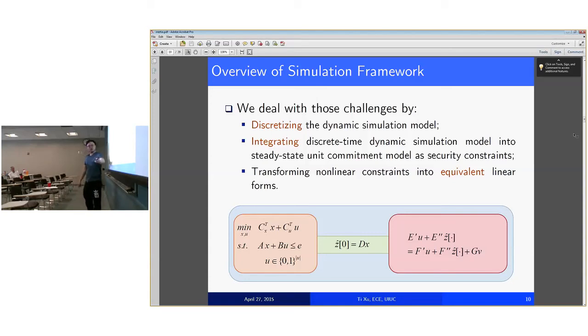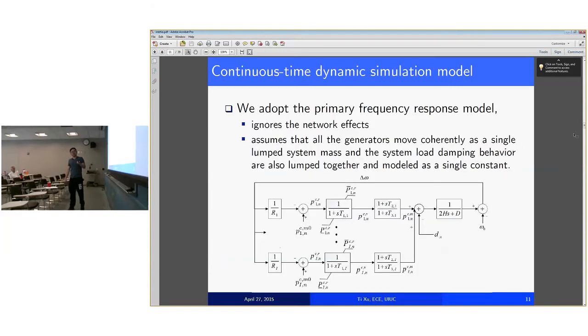And there's a connection between the dynamic and the steady state and the dynamic simulation. Here, the dynamic model is used as the security constraint I will use to limit the frequency deviation of the system if any contingency happens. So here is the model I use.